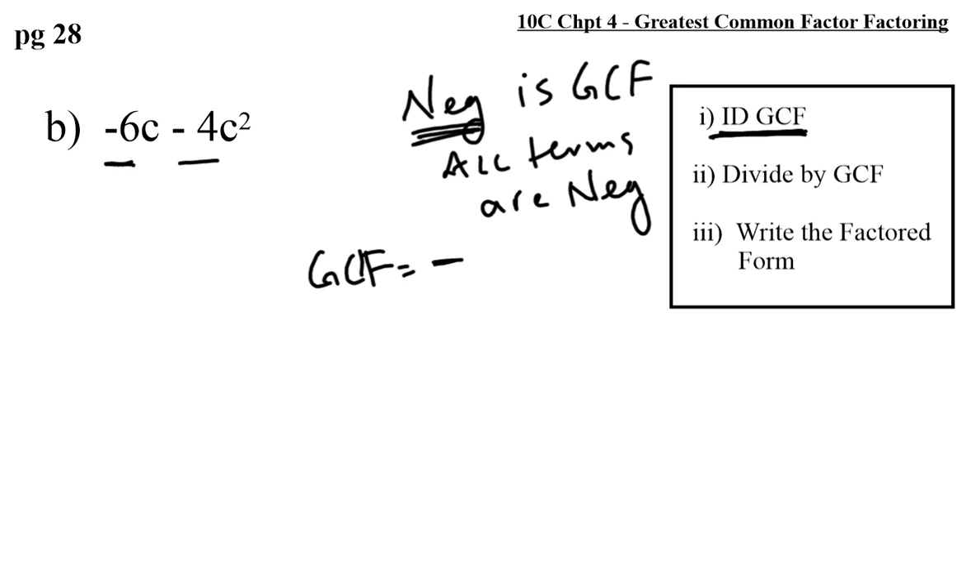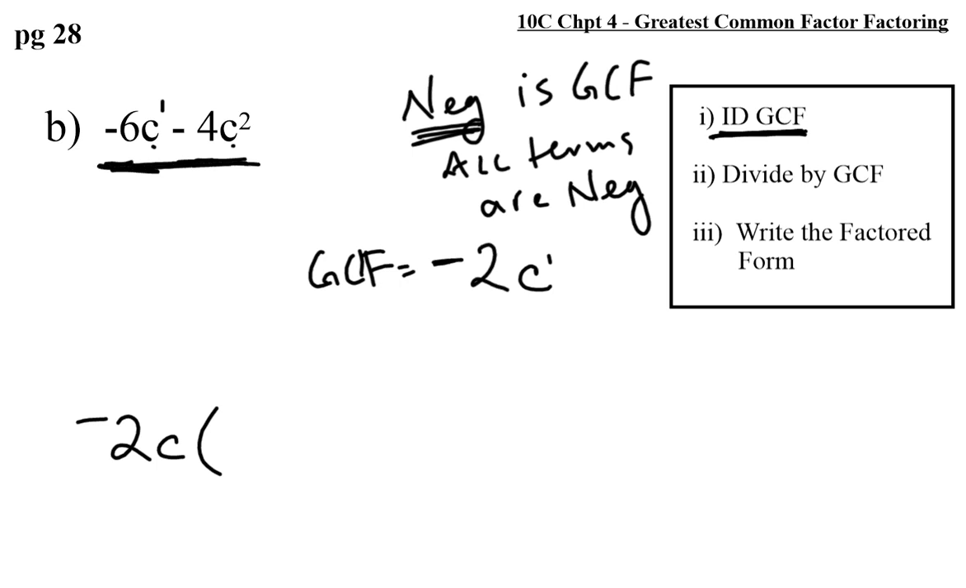What's the biggest thing that'll divide into 6 and 4? Well, that's a 2. Look at the C's. How many C's are common to both terms? I have C1 and a C squared. The most C's that can be pulled out of each is a C1. So negative 2C is the first factor in our factored form.